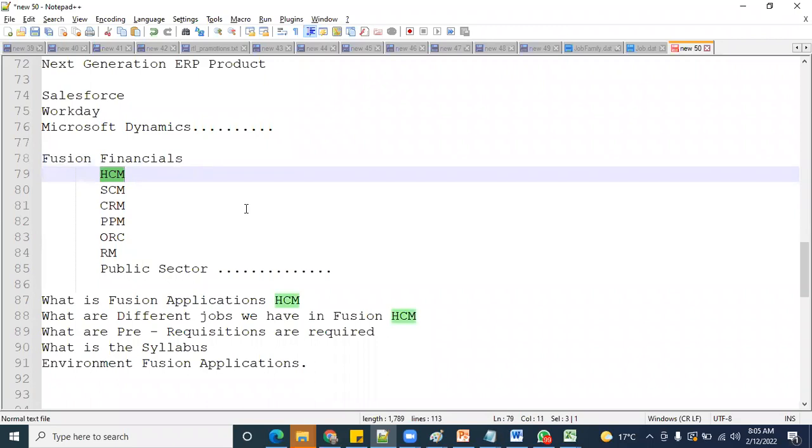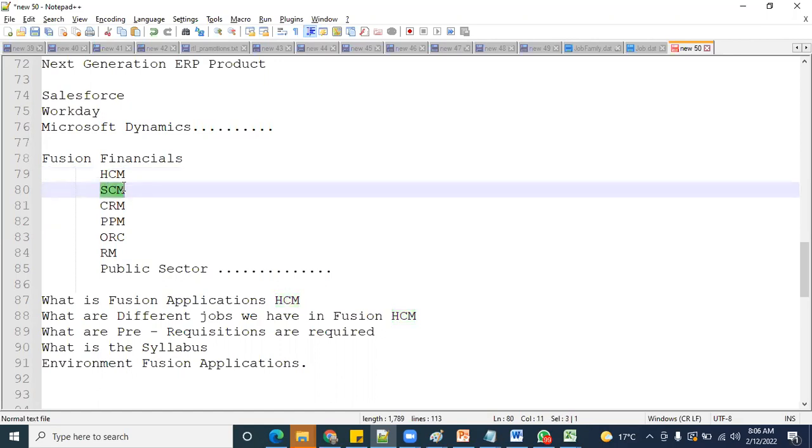If you are just a graduate having some knowledge about HR, then fine. Even if you do not have knowledge about basic HR also, people have learned and started working, and they are working. So Human Capital Management is one of the HR products which is used to maintain the employees' data.